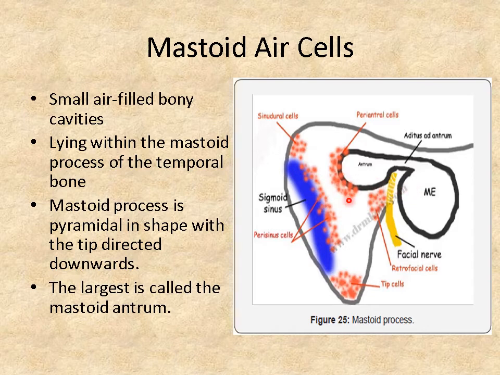Other groups of cells exist, and they are named according to their location. Behind the mastoid antrum there are the periantral cells. Here this is the sigmoid sinus, and so this group is called the perisinus cells. At the tip we find the tip cells. Behind the facial nerve, there are the retrofacial cells, and another group in between the dura and the sigmoid sinus, called sinodural cells.